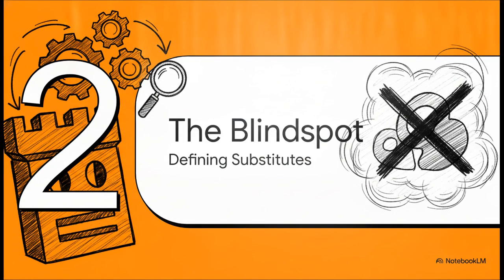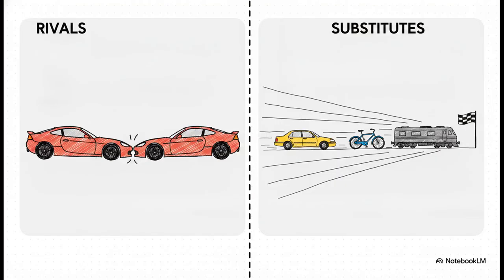Moving to Section 2, the blind spot, defining the substitute threat. We need to clearly define the crucial difference between a competitor you can easily see and one you can't. So the real aha moment here is understanding the difference between a rival and a substitute. A rival offers a really similar product. Think Coke versus Pepsi or Toyota versus Nissan. That's traditional brand and industry competition.